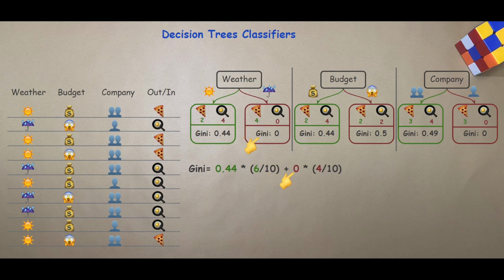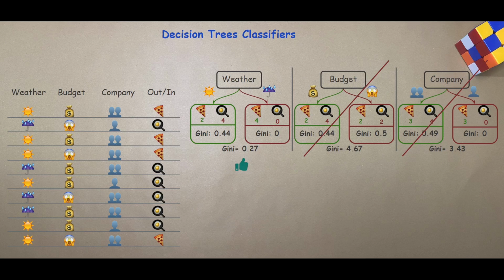And we will add to that the Gini index of the second branch, which is 0, times the number of samples at that branch, which is 4 plus 0 equals 4, divided by the total number of all samples at both the branches, the 10, and we end up with 0.27. We do the exact same thing for the second and third questions. So the first question gave us the lowest Gini index possible, meaning the lowest impurity possible, meaning that we gain more information by asking about the weather than either budget or enjoying company. So the decision tree picks it up as the root node.